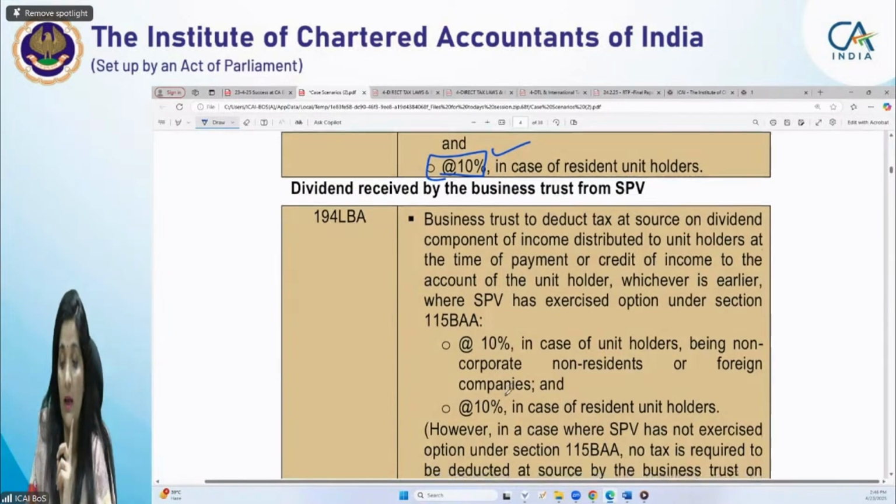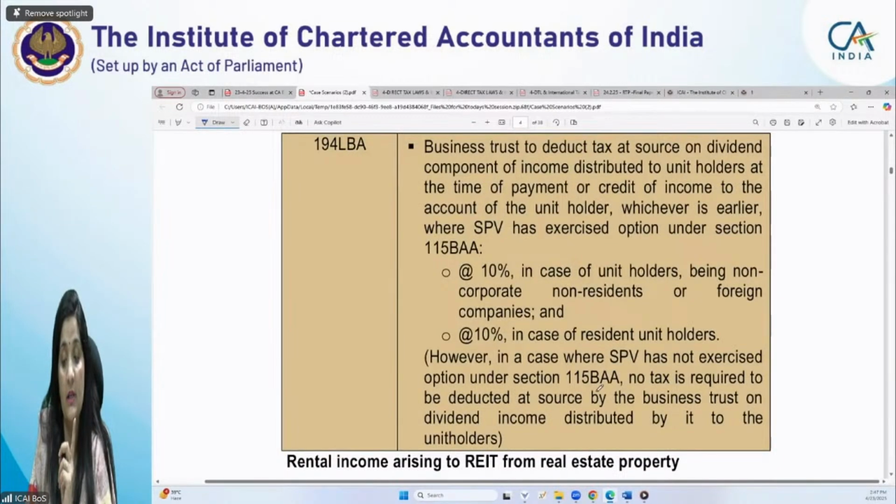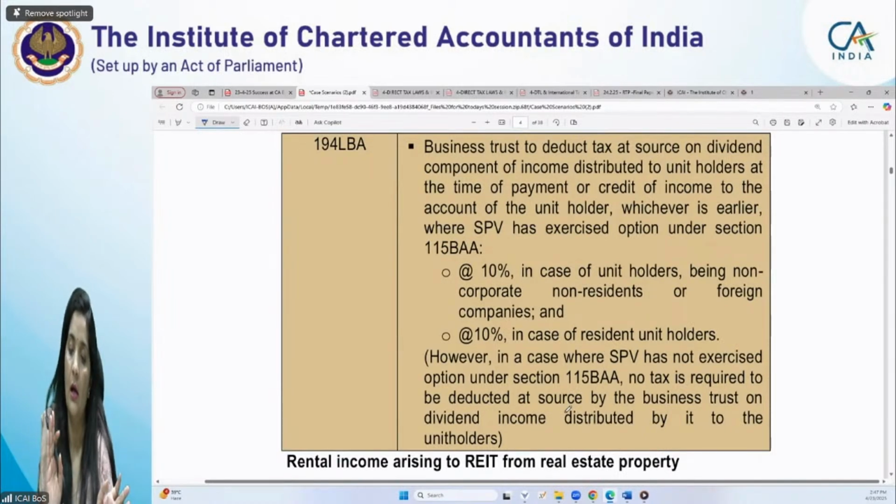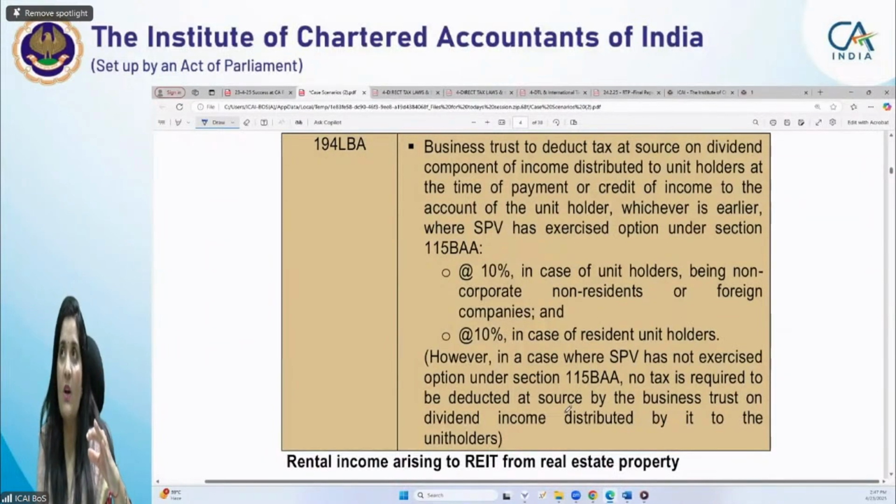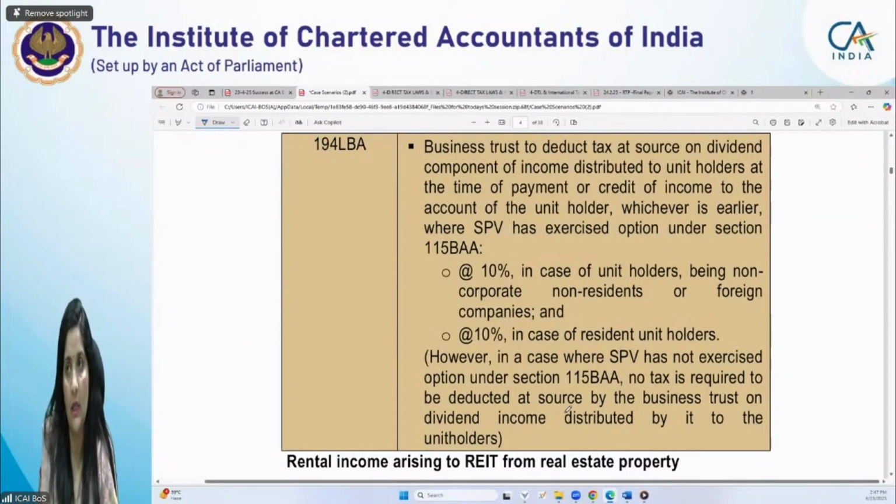But when will it apply on dividend? In case where the SPV has not exercised the option under section 115BAA, no tax is required to be deducted, because it is not taxable in the hands of the unit holder, so it's not required to deduct TDS when the SPV has not exercised. If it exercises, then only. If they say the SPV has exercised the option under 115BAB, then even then it would not be taxable in the hands of unit holders. Don't get confused. Note it again: if the SPV opted for the concessional tax regime and distributed the dividend, then again it would not be taxable, neither in the hands of unit holders nor in the hands of the business trust.